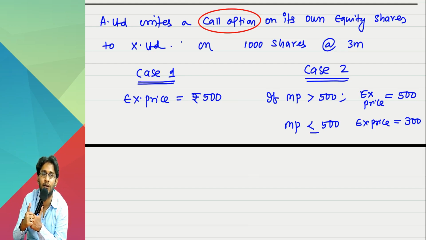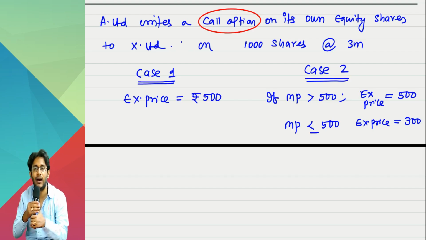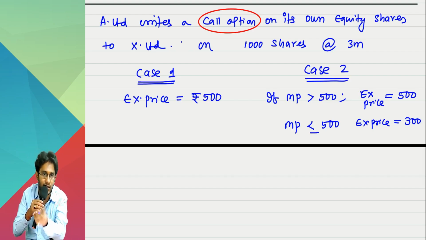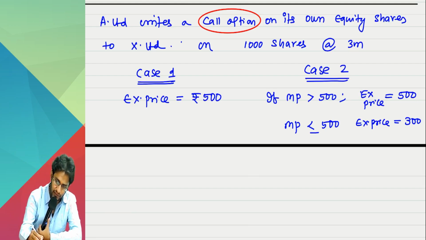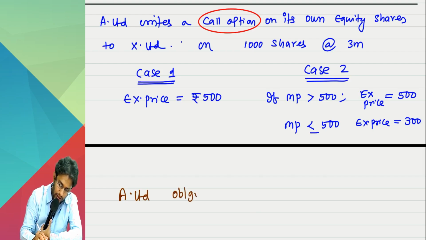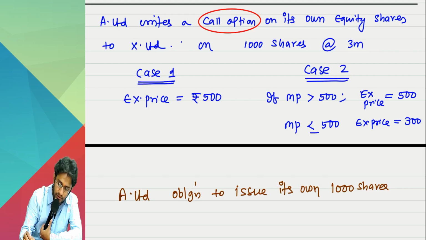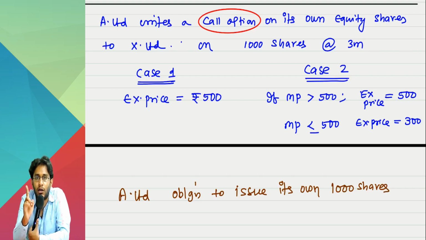Sell what? Our own equity share. Selling our own equity share means issuing equity share. Isn't it? So, in this drama, the first observation is A Limited has an obligation to issue its own, how many shares? 1,000 shares. So this is pakka a contract which is settled in own equity shares.